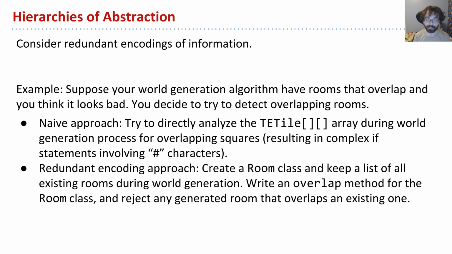A more convenient approach would be, as you're generating rooms, keep track of what is a room. Well, it has two corners, right? A top right and a bottom left, let's say. So we create maybe a room class that tracks the corners of the room. And while we're generating the world, we keep a list of all existing rooms. And then maybe our room class has an overlap method that you can ask if it overlaps another rectangle. And if so, then maybe just don't use that room. Don't actually generate that room. And in that way, by having this redundant encoding, we can do things that would otherwise be very difficult. Okay, so consider doing something like that.